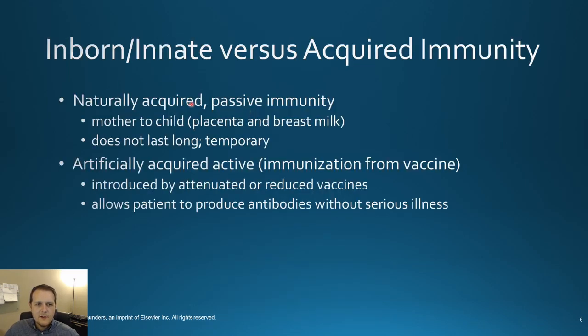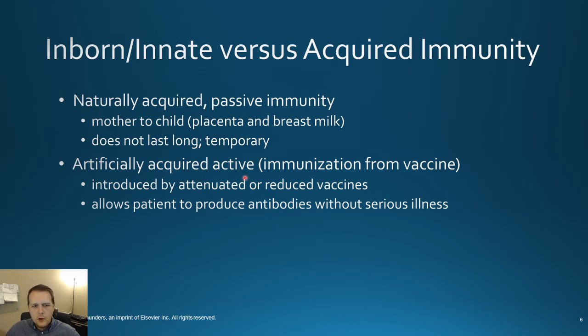So, as I mentioned, naturally acquired passive immunity is typically, you think about mother to child. Note here that this does not last forever. This is a temporary protection, mainly because while the patient has the antibodies floating around, they can't produce it themselves. And so this is a very short, sort of fleeting immunity. Usually for infants, for instance, it goes away by the time the patient's about a year old or so.